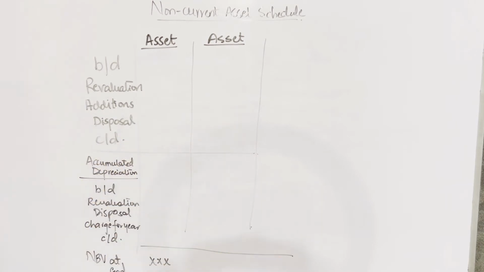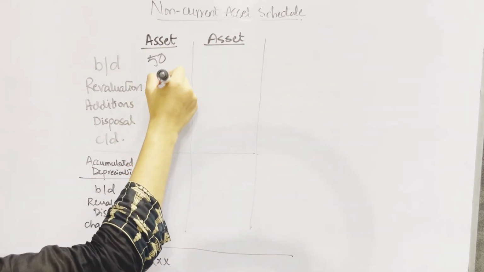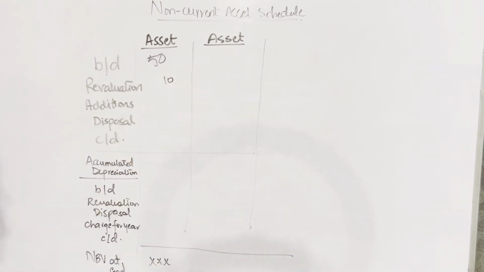Lastly, we have the accumulated depreciation part, where you write the brought downs, and you write any revaluation if there is any. If for instance you have 50 brought down and there is 10 revaluation, basically it is added, and you will write off the depreciation, because that is actually the main part of revaluation. Disposal, then the charge for the year means the current year depreciation, the carried down, and at the end of it you are supposed to write down the net book value of assets.